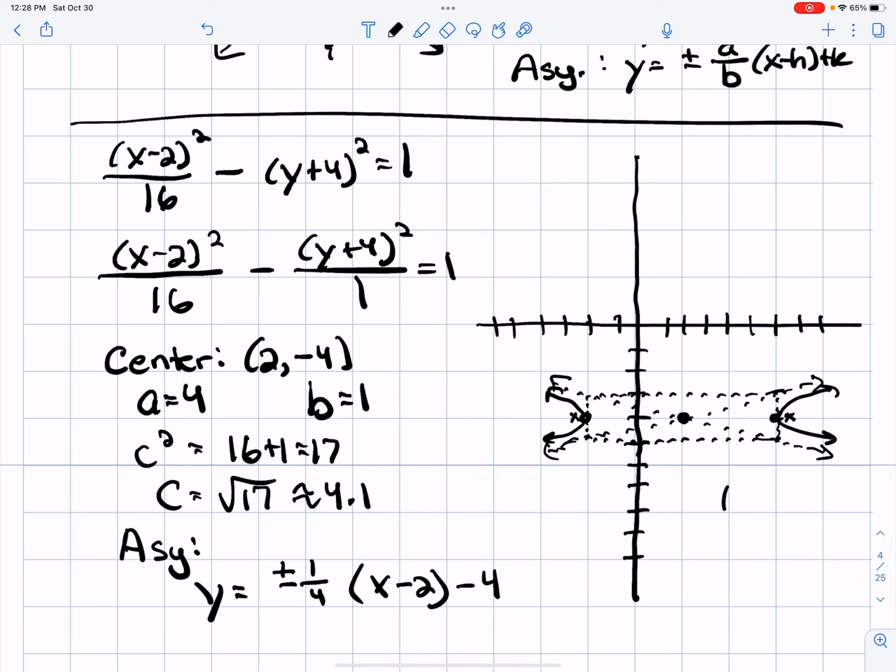Oh, domain and range. Domain, it would go from -infinity to -2 bracket, union 6 with a bracket to infinity. And then my range, we go -infinity to +infinity. All right, so I think we've covered that now.